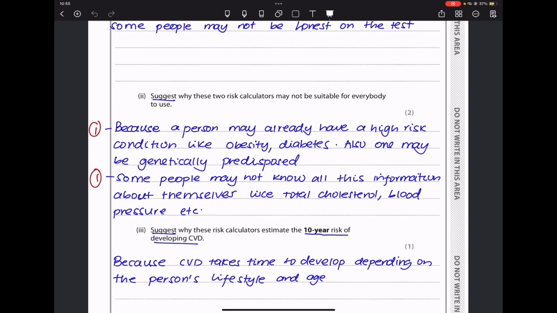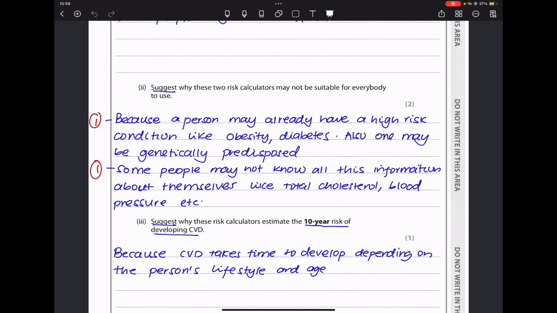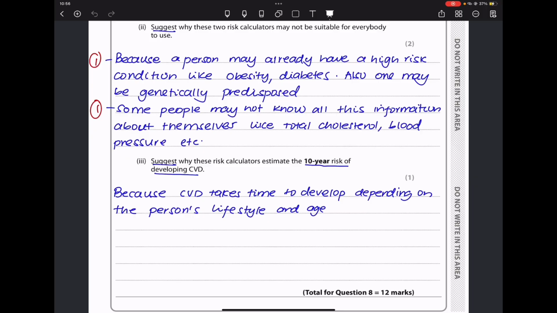Next, they suggest why these risk calculators may not be suitable for everybody to use. This is because a person may already have a high risk condition. Some people are already obese, they already have diabetes, and some are genetically predisposed to this. And some people may not know all this information about themselves. Like I said already, they may not know their total cholesterol, they may not know the amount of HDL, and so on.